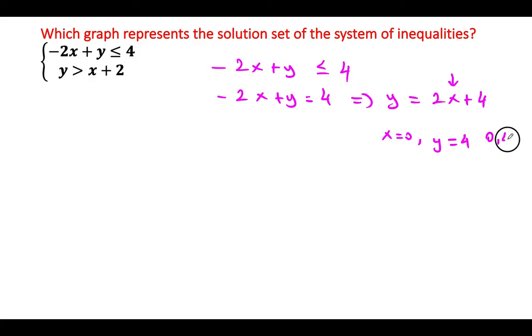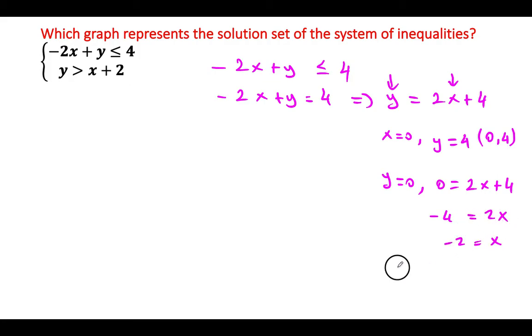That means 0, comma 4 is my y-intercept. When y is equal to 0, put it here 0. So 0 equals 2x plus 4. So negative 4 is equal to 2x. Divided by 2, negative 2 is equal to x. So negative 2, comma 0 is my x-intercept.